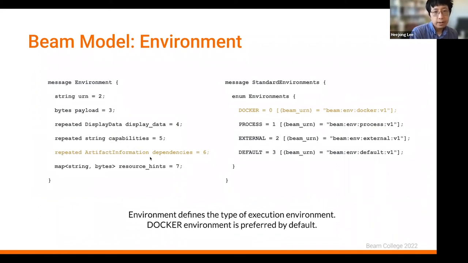And also there is a field for dependencies, which defines a set of dependencies. So for example, if the environment is Docker and the payload will be the Docker URL, something like a Java Docker execution environment, then this dependency field specifies the Java jars for executing any ParDo or any user code.